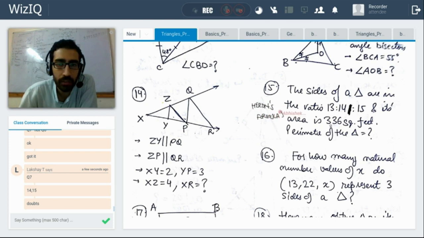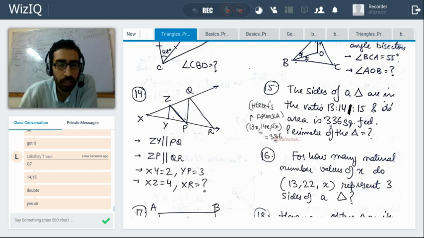So how can you calculate this using Hero's formula? You know the area. You can take the three sides to be 13x, 14x, 15x. Lakshay, is that sufficient enough for you? Let me take the three sides to be 13x, 14x, and 15x. Find the area of this using Hero's formula and equate it to 336.